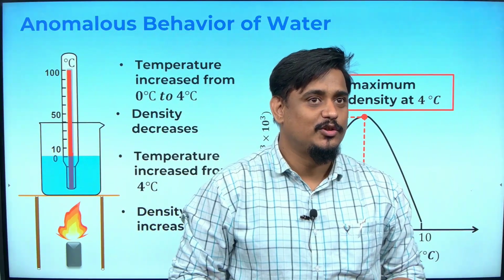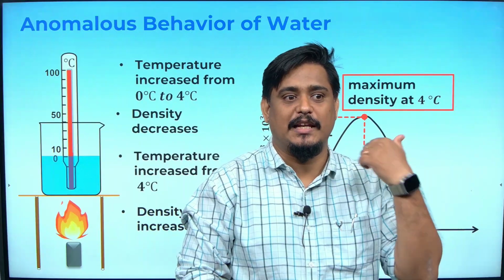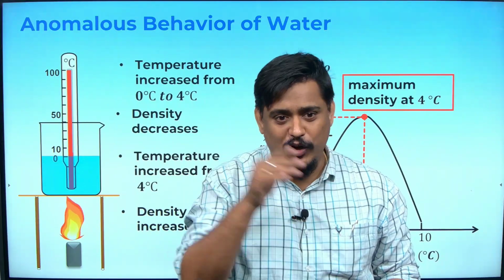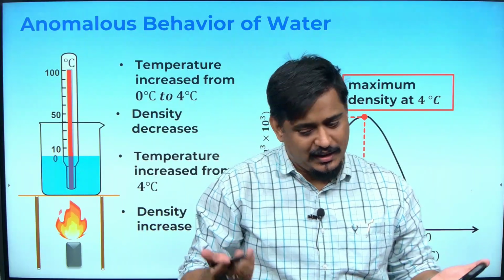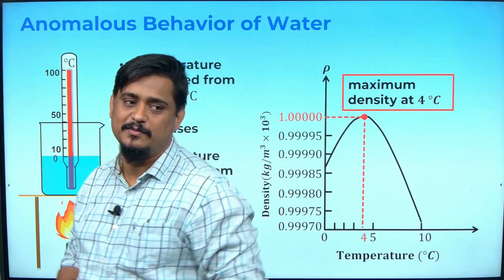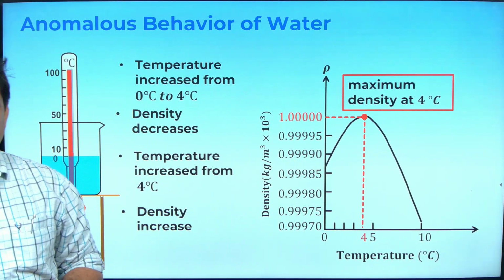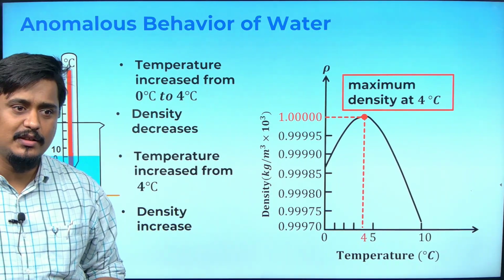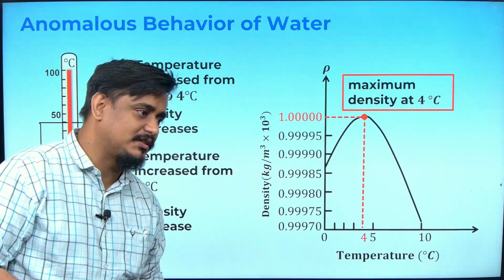So when the outside temperature is becoming normal, it will sink, and once again no problem for fish. So fish life itself is possible because of this anomalous behavior of water. Otherwise, the whole water would have become frozen, and then they would have passed away. Are you getting my point? Is it clear what I have told about the anomalous expansion of water? It's very important for the aquatic life's survival.